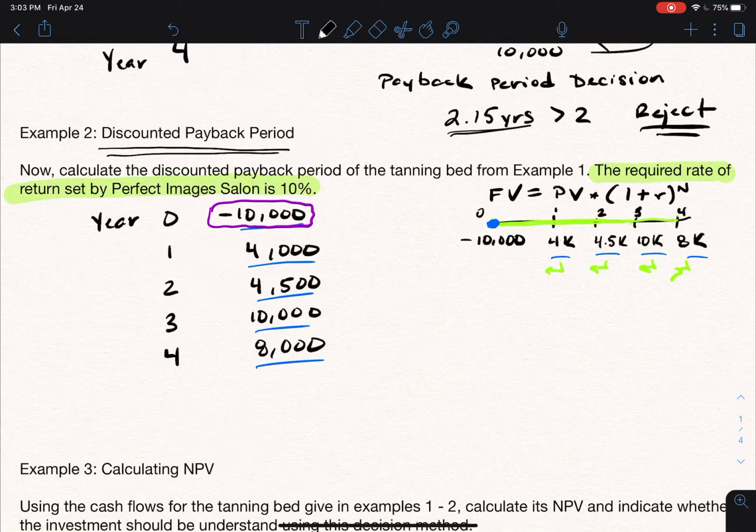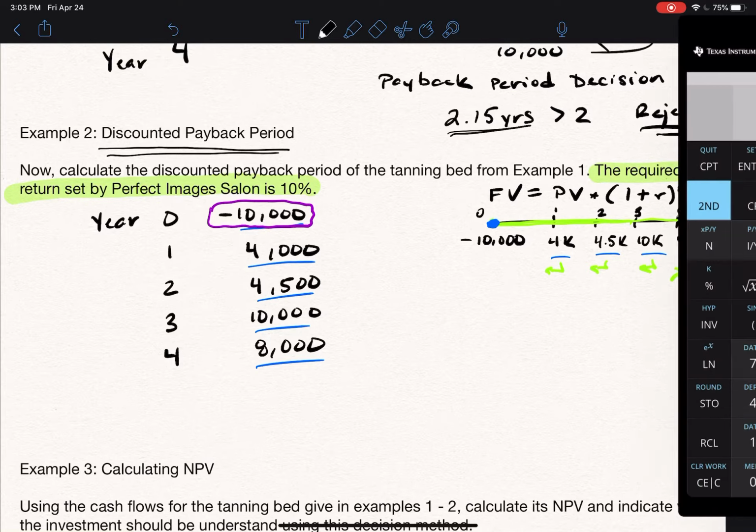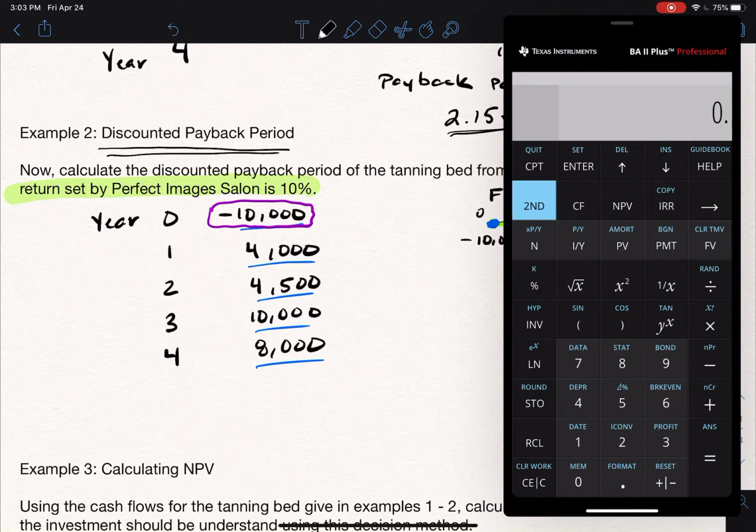But I just wanted everyone to understand what I'm about to do before I do it. So let's whip out our calculators for a second, all right? Still need to clear that out. Just going to clear my TVM menu.